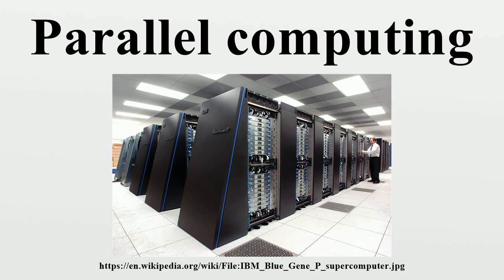Types of parallelism. Bit-level parallelism. From the advent of very-large-scale integration computer chip fabrication technology in the 1970s until about 1986, speed-up in computer architecture was driven by doubling computer word size, the amount of information the processor can manipulate per cycle. Increasing the word size reduces the number of instructions the processor must execute to perform an operation on variables whose size is greater than the length of the word.